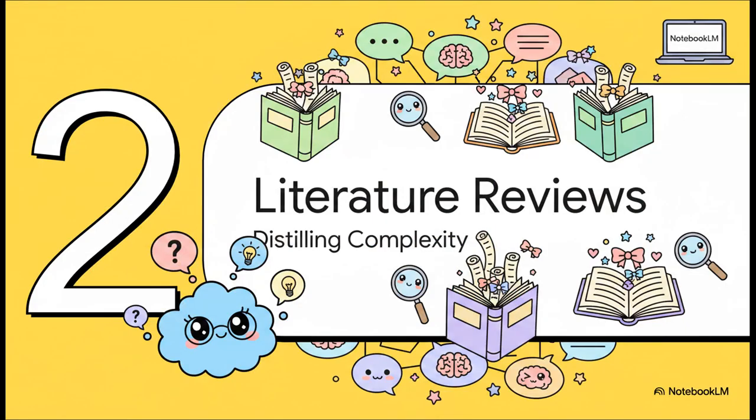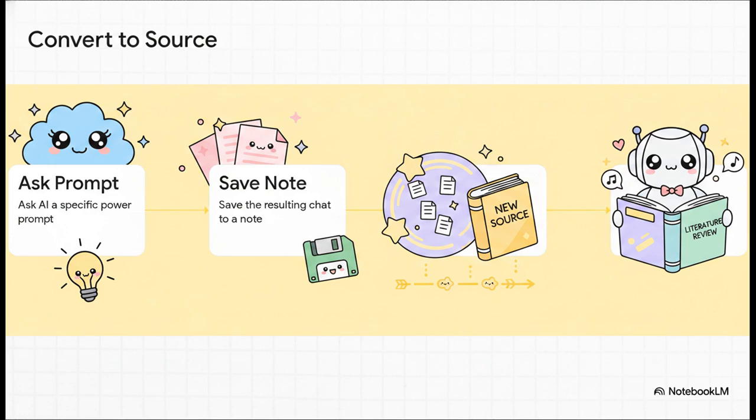Moving right along to Section 2, Distilling Complex Literature Reviews. This is the secret workflow for tackling what is arguably the most intimidating part of any PhD. If you just select 50 papers and tell the AI, hey, give me a literature review, you are going to get a generic surface-level mess. It just won't work. Instead, you need to use this hidden gem workflow.